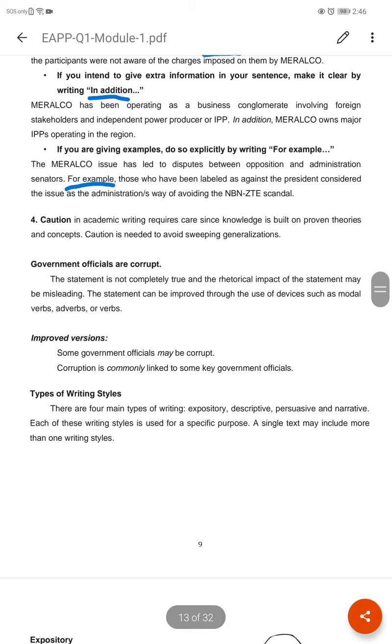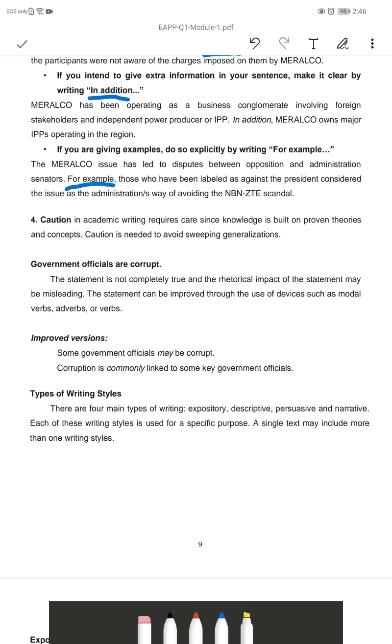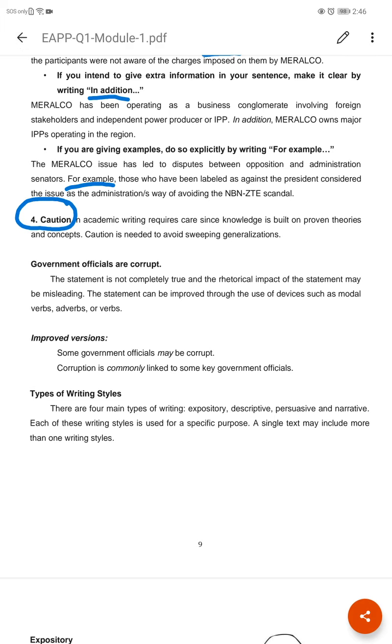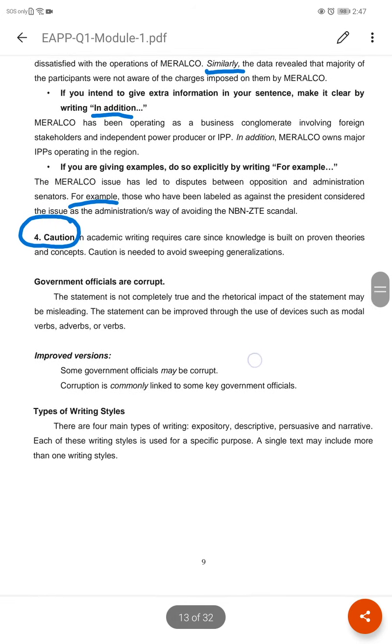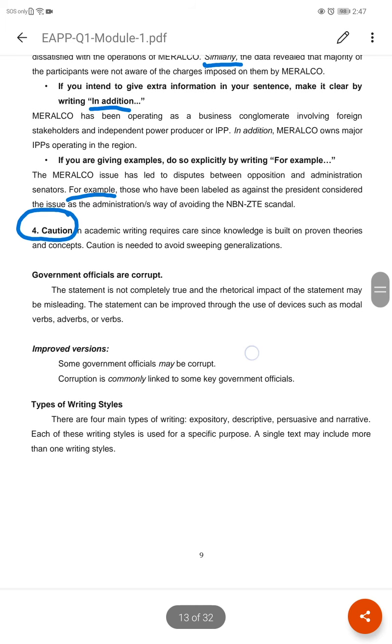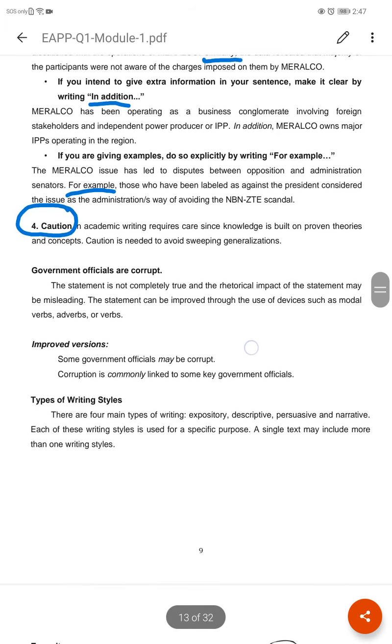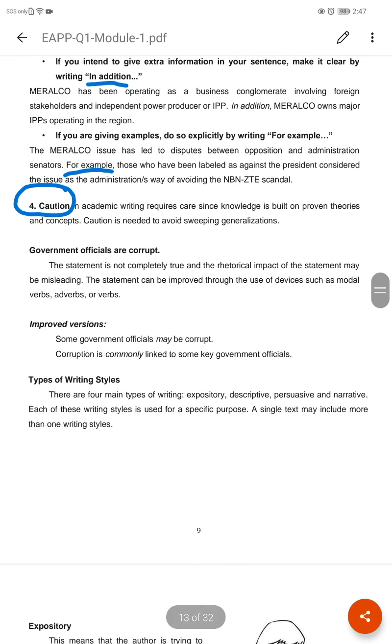Okay? And finally, the last feature of language we should observe in writing academic text is caution. If you would try to recall, there were many instances that you have met the word caution. For example, when you're passing by a road and there is construction, you would see a signage there saying caution. So caution means be careful.